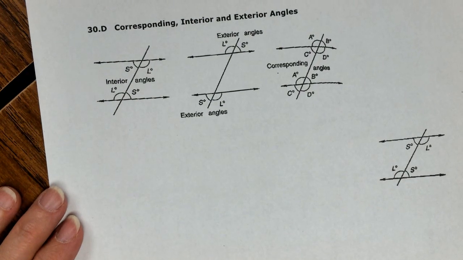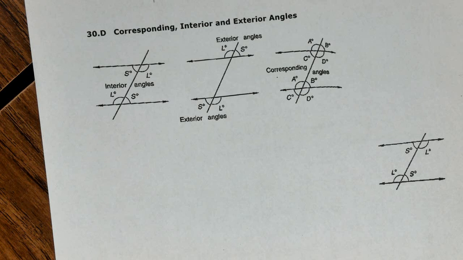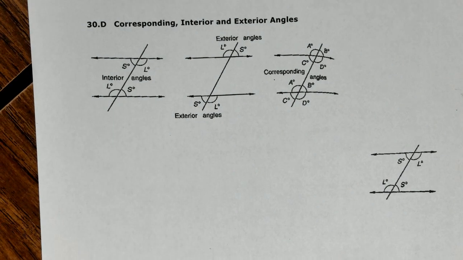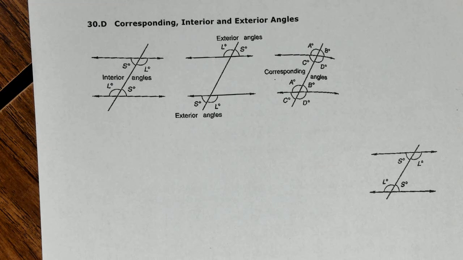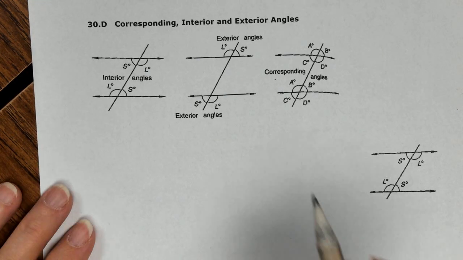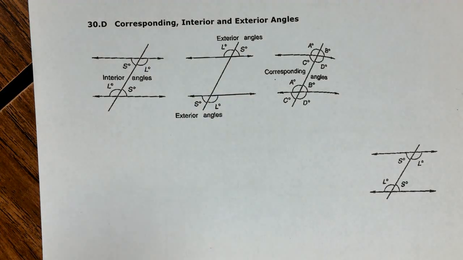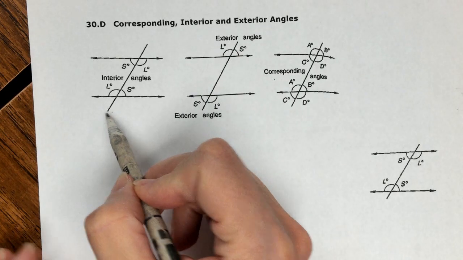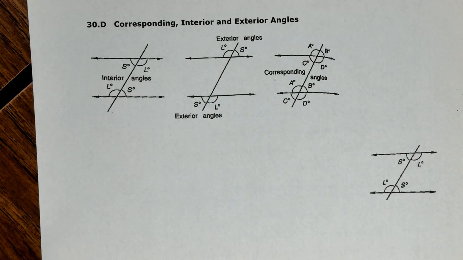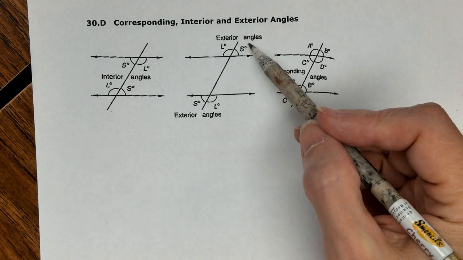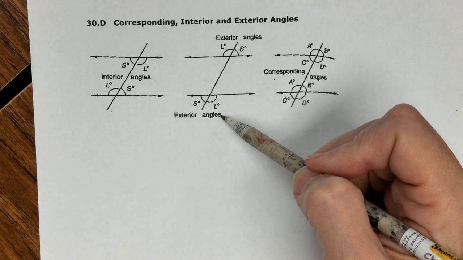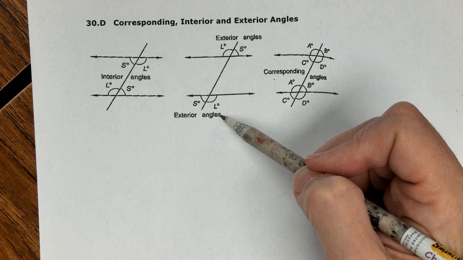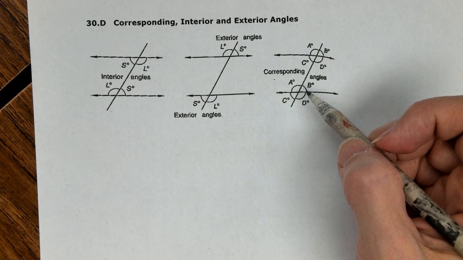And part D is, you hopefully already remember these, I hope, because you've seen this before. Corresponding angles, alternate interior angles, and alternate exterior angles. They're congruent to each other. So interior means they're in between the parallel lines. We have two parallel lines crossed by a transversal. Interior angles are between the parallel lines. Exterior angles are on the exterior. They're on the outside, not between. And then corresponding angles are in the same relative position.